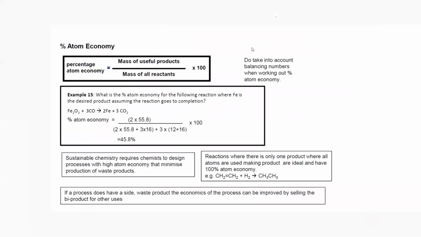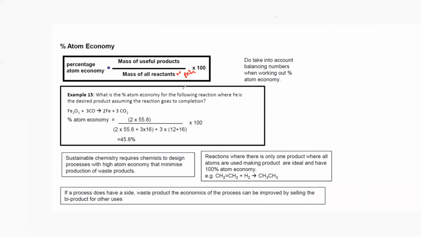Then percentage atom economy. What is the percentage atom economy? How can it be calculated? The mass of the useful product, or the desired product, divided by the total mass of reactants, or products, not only reactants, it can be products too, times 100.